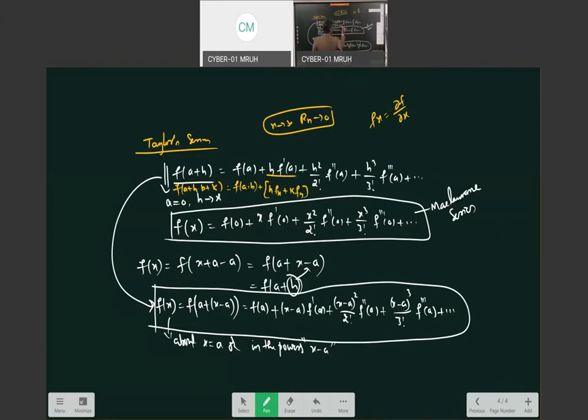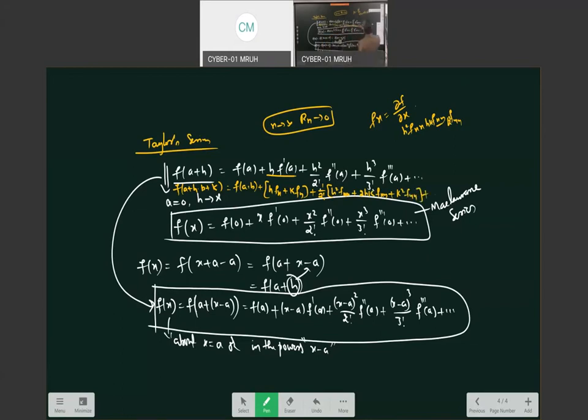Now followed by 1 by 2 factorial, and followed by the second order derivatives. What are the second order derivatives I have? I can have f double x, f xy, and f yy. These are the 3 second order derivatives. f double x is associated with h square, f xy is associated with h and k, and f double y is associated with k square. So I can write h square f double x plus 2hk f xy plus k square f double y.